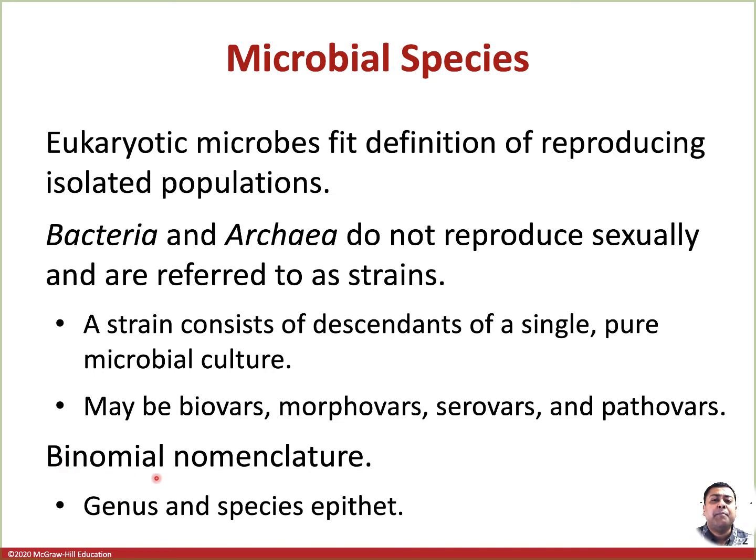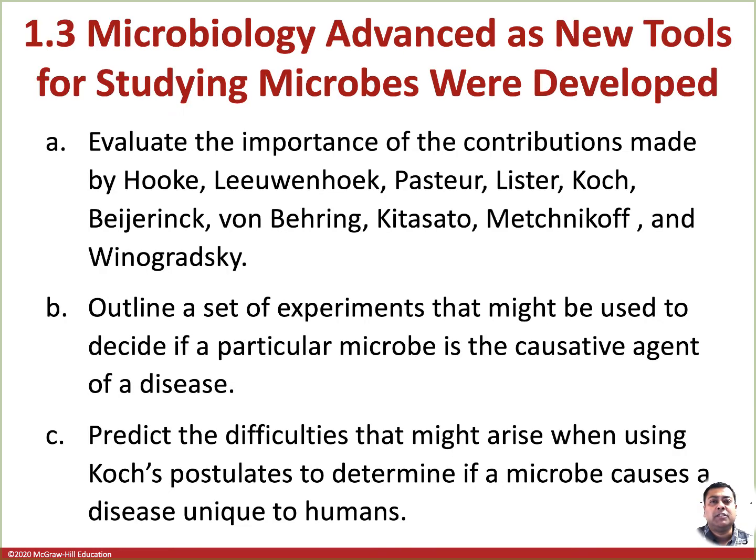On the other hand, in binomial nomenclature, we have a genus, which always starts with a capital, and the species after that. For example, Escherichia, which is abbreviated E, is the genus, and coli comes from the colon, where it is common. That's the species. And each of these genus and species can exist as many different biovars, morphovars, serovars, or pathovars. These are different entities, but we do not consider them different species.